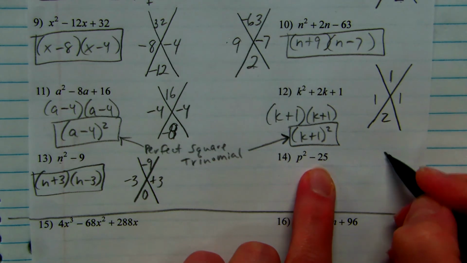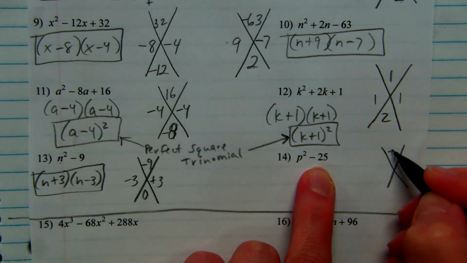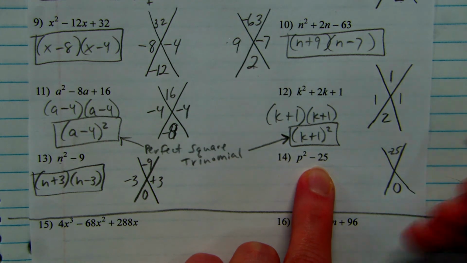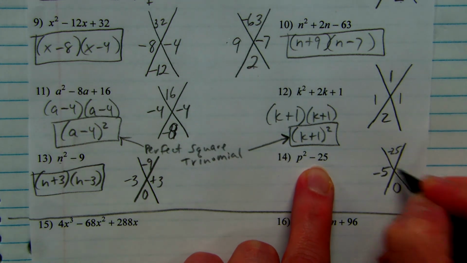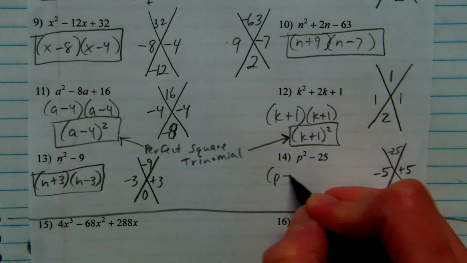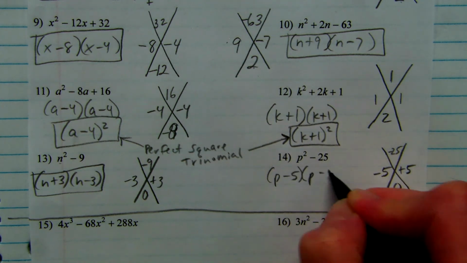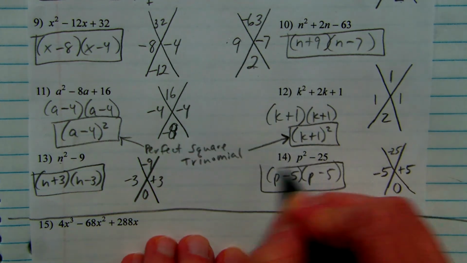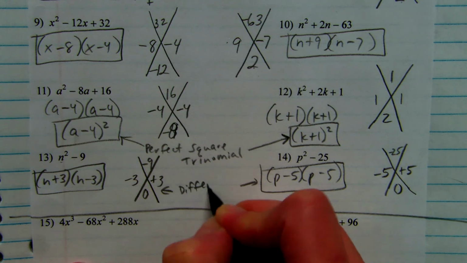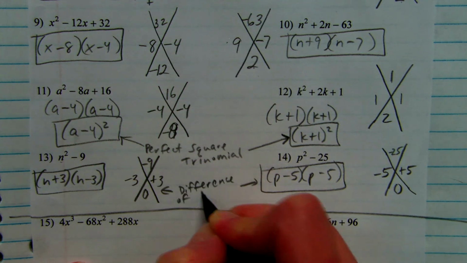Same thing over here. We're multiplying to get -25, but that middle term's missing, so we're adding to get 0. So -5 and +5. This is called a difference of squares.